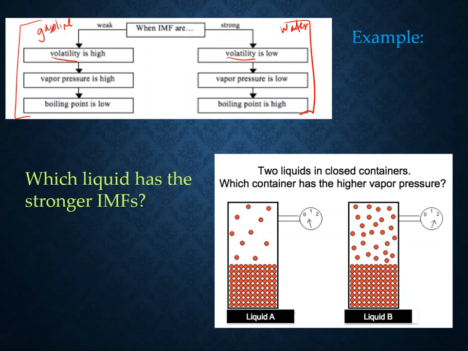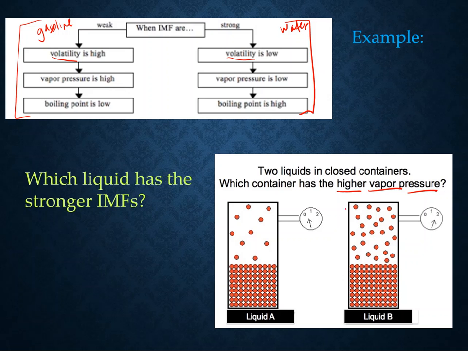Whereas water, on the other side of the coin here, the volatility is low. The vapor pressure then is low. The boiling point is high. So before we even answer this question, which liquid has the stronger IMFs? First, let's look at our two closed containers here. Which container has the higher vapor pressure? Is it container A or container B? With liquid A or liquid B?